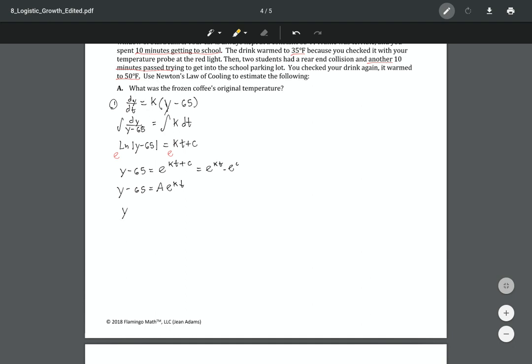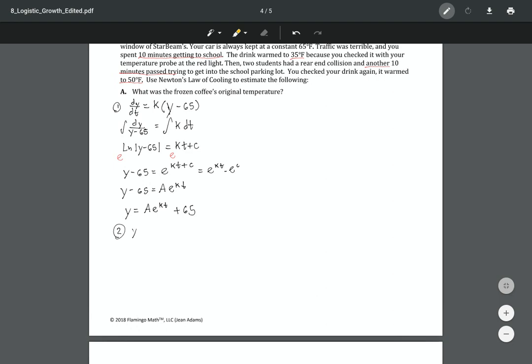All right, so now I have a function that can determine the temperature of that drink. However, I am missing one aspect of this. What I'm missing is I don't know what k is equal to. So step number 2 is to use the two temperatures that were given to you with the time attached to figure out what k is. So that's what I'm trying to do.